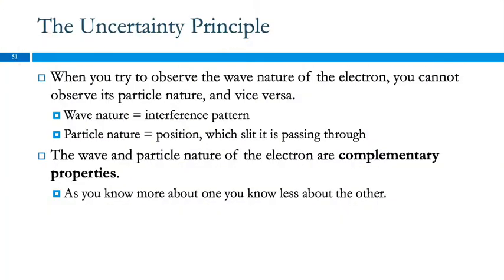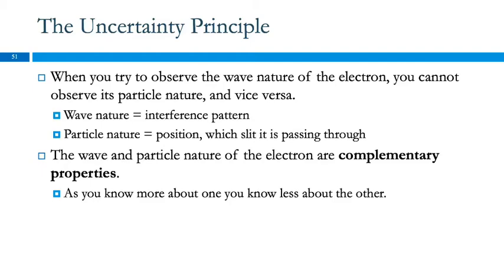The uncertainty principle. So when you try to observe the wave nature of an electron, you cannot observe its particle nature. If you try to observe its particle nature, you cannot observe its wave nature. So the wave nature is the interference pattern we see in the diffraction, and the particle nature is identifying which slit the particle goes through. And so these two properties are complementary.